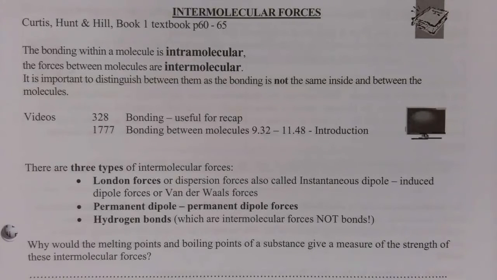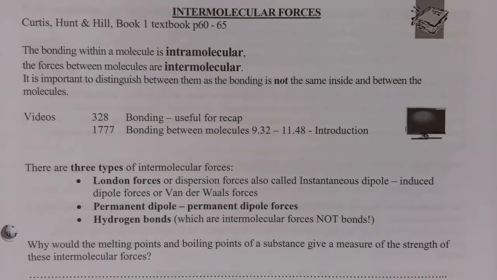The first one is London forces. Now these are often called by a variety of different names, including van der Waals forces, dispersion forces, and also instantaneous dipole-induced dipole forces. The next one is permanent dipole. And the last is a special case of permanent dipole forces called hydrogen bonds. These are still intermolecular forces, not full bonds.